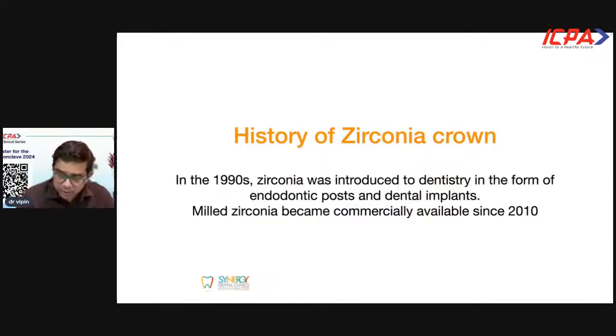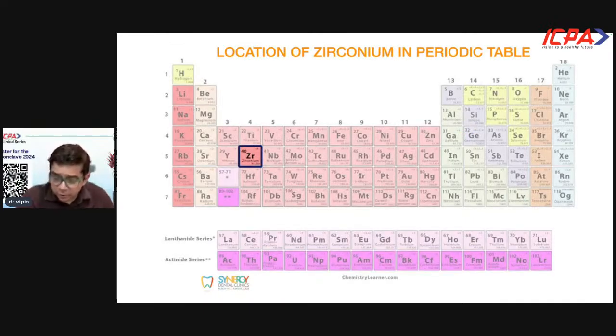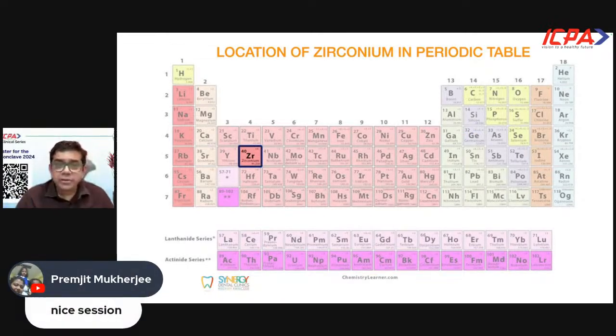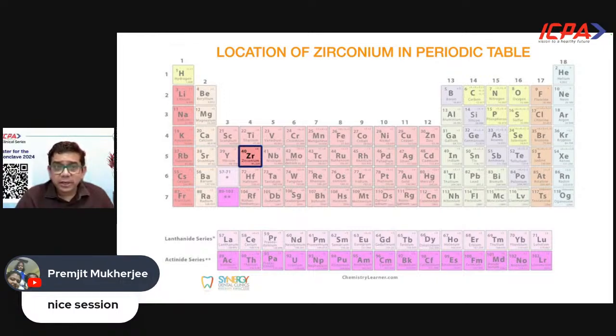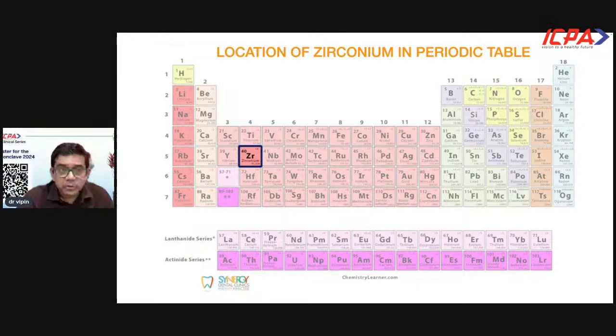Zirconia came into market in the 1990s, right, in the form of endodontic posts, and dental implants were tried with zirconia. Milled zirconia became commercially available all over the world in 2010, and it started picking up in India, especially after 2012, 2013. If you see on the periodic table, zirconia is right in the fourth column, which is where, above it, is titanium.